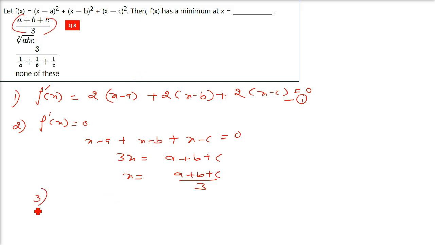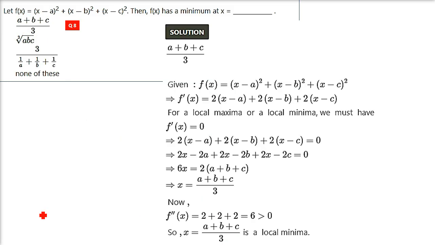But just one more step we have to go ahead and show it to the examiner. We have to double differentiate this. f(x) has to be done as f double dash x. So when we double differentiate it, again, as I said, x minus a differentiation will be 1 only, so you'll get 2. x minus b differentiation is again 1, so 2. x minus c differentiation is 1, so 2. So you get 6. f double dash x is 6, which is positive. Positive means the minimum value. You wanted the minimum. This is the minimum. So this is how you have to do it.